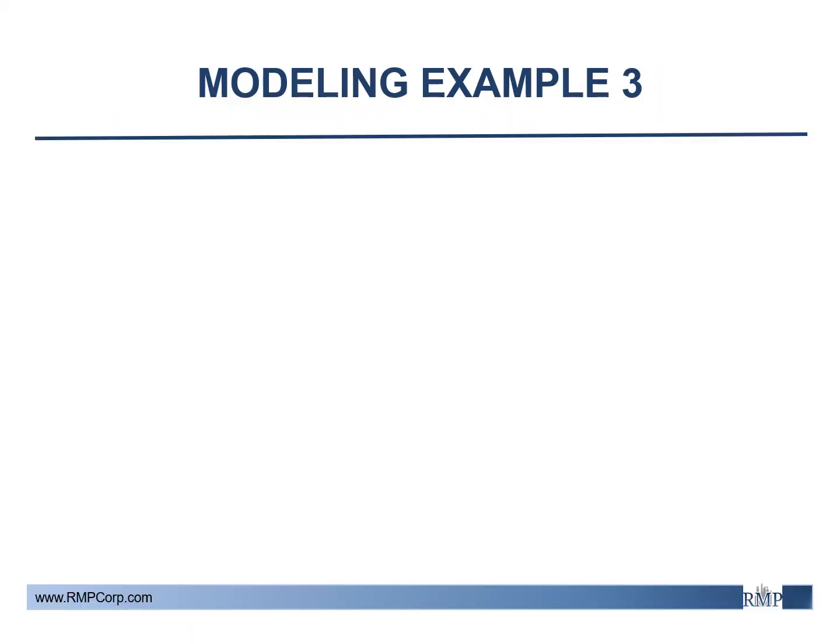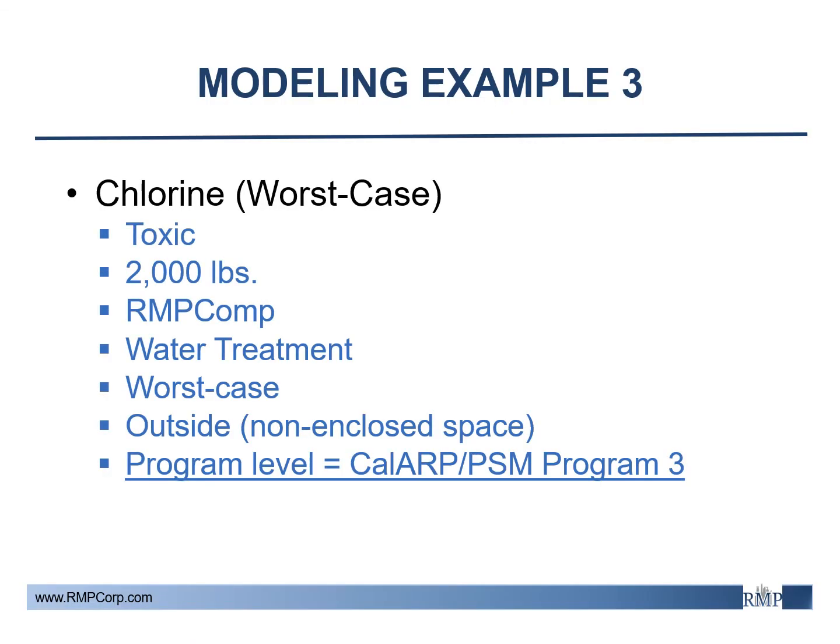In conclusion, since the circle of concern reached sensitive receptors, it is regulated as a CalARP PSM Program 3. Please note that in this scenario, this facility is not EPA RMP regulated. That's because the quantity of chlorine on site is 2,000 pounds, which is above the CalARP and PSM regulated threshold, but below the EPA RMP regulated threshold.